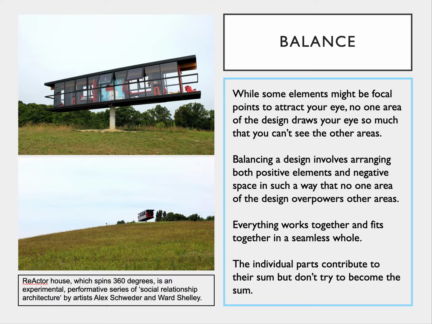So while some elements might be focal points to attract your eye, no one area of the design draws your eye so much that you can't see the other areas, or should, right? You should not have a focal point that's so overwhelming and so dominant that your eye never leaves it. Balance in a design involves arranging the positive elements and the negative space in such a way that no one area of the design overpowers the others. Everything works together and it fits together as a seamless whole. The individual parts contribute to their sum, but don't try to become the sum.